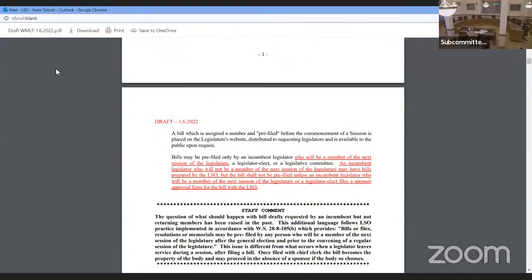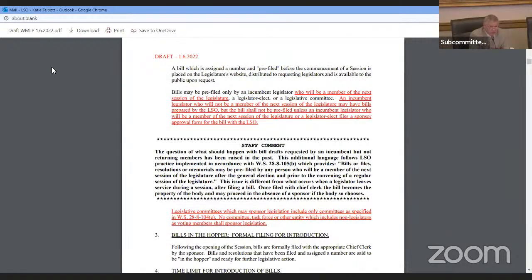On page 2, second paragraph, this issue comes up, incumbent legislator. And what LSO has done is follow the statute, which says that for an incumbent legislator who's not coming back for the next session, LSO will draft bills for them, but the bills will not be pre-filed. And the issue is, well, what happens? Representative X sponsors the bill, and there it is sitting there, but there's no one to carry it. And so those bills aren't pre-filed, Mr. Chairman. And the explanation notes that that's different from a legislator who is in the session and maybe has to leave session for a while.